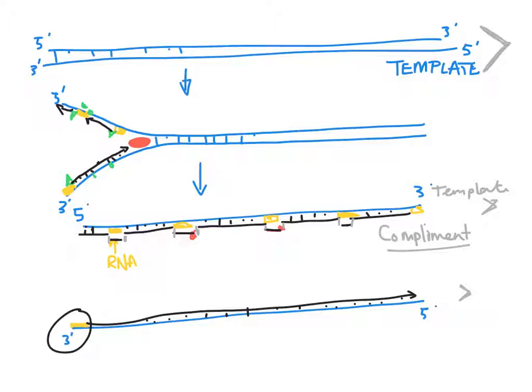This is called semi-conservative replication. And semi-conservative just means that half the original stays with the new copy.